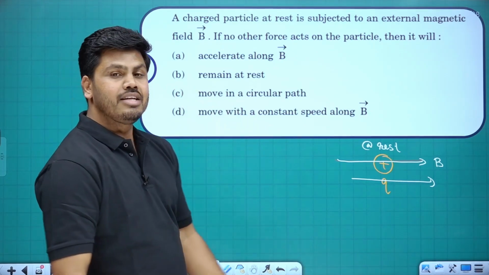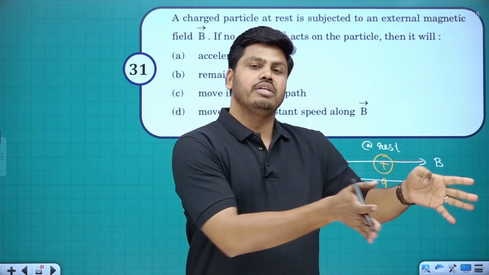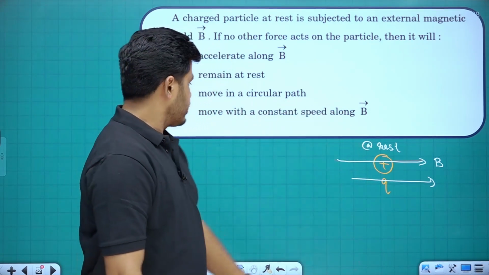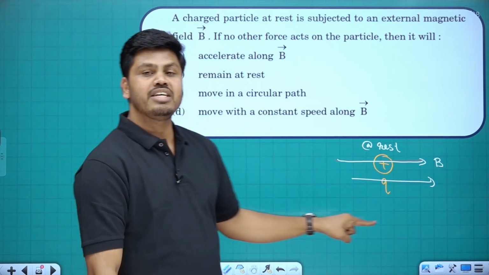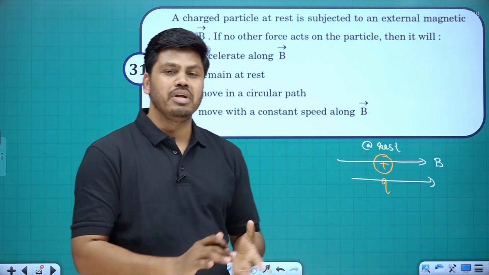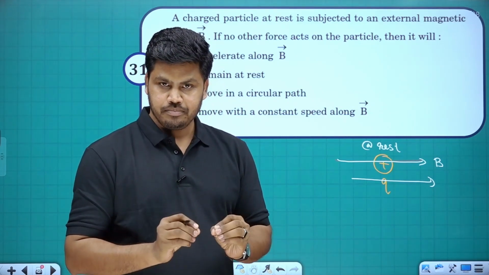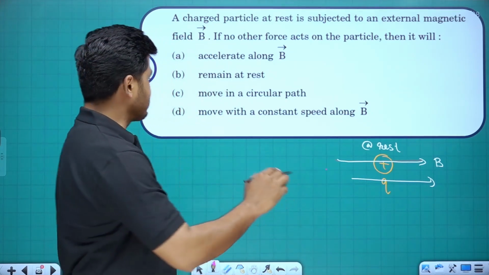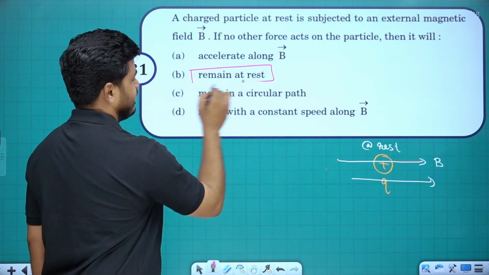Option A says the charge will accelerate along the direction of the magnetic field. B says the charge remains at rest. Option C says it moves in a circular path. And option D says it moves with a constant speed along the direction of B. And what's the correct answer? The charge remains at rest.